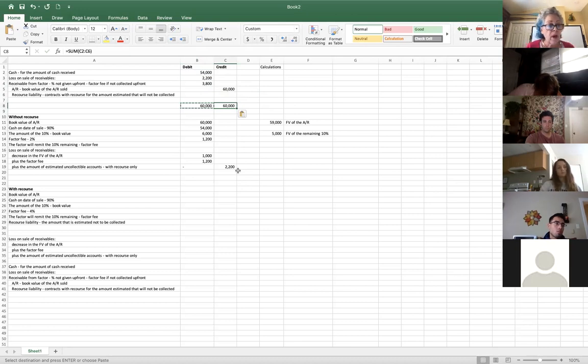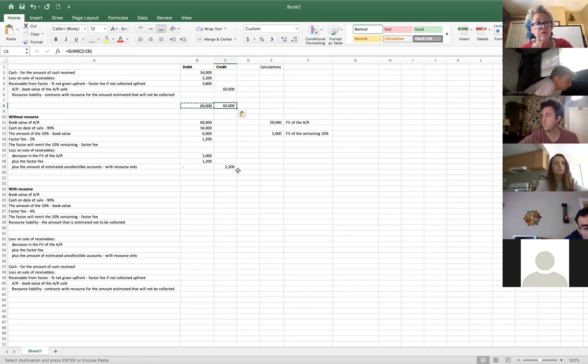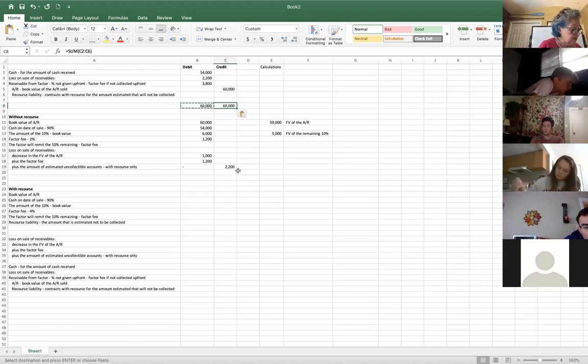Yes. All right. So now work on problem exercise 724. It's the same company, but there are different terms in the contract. Not only is it a with recourse, it also takes out the factor fee at a different time. So pay attention to that.